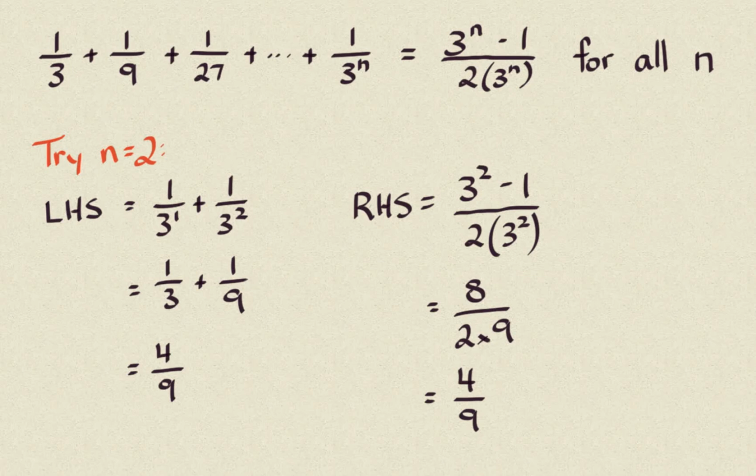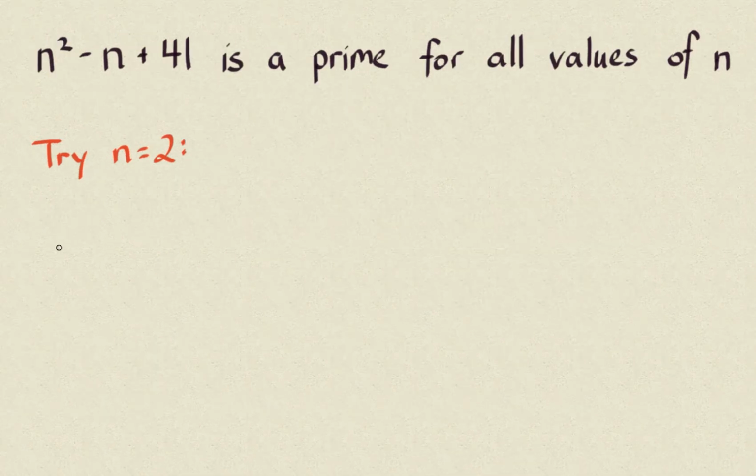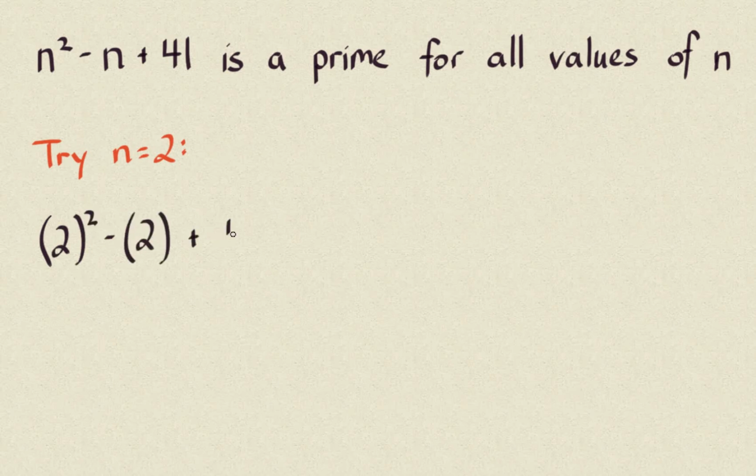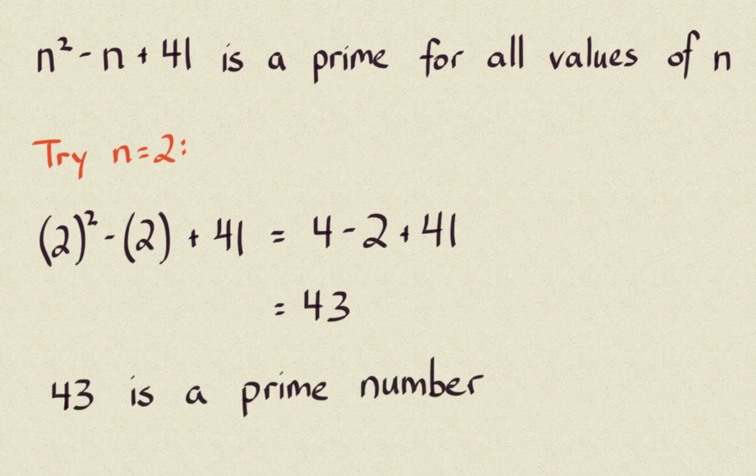Let's have a look at our other statement. Subbing in n equals 2, we get 2 squared minus 2 plus 41. And that's equal to 4 minus 2 plus 41, which gives us 43. And 43 is a prime number.